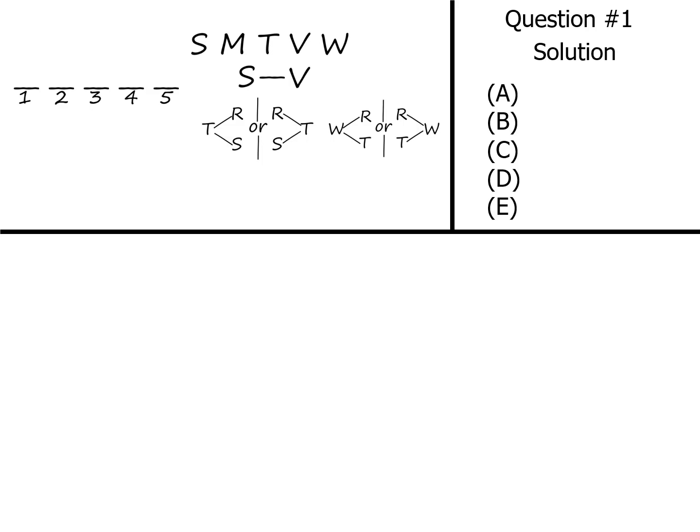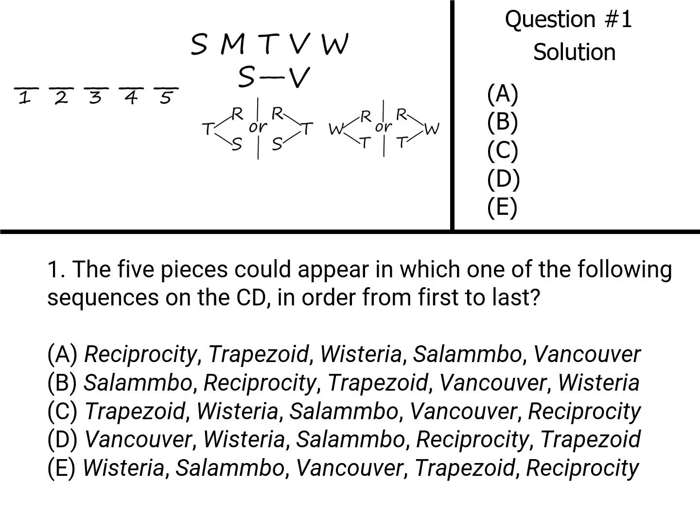Question 1. This question is a solution question. We can recognize it because it asks us for a list of the pieces on the CD in the order that they come in. With a solution, apply the rules one at a time to the answer choices, crossing out any that violate those rules.